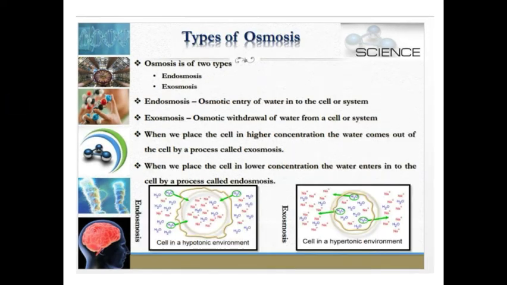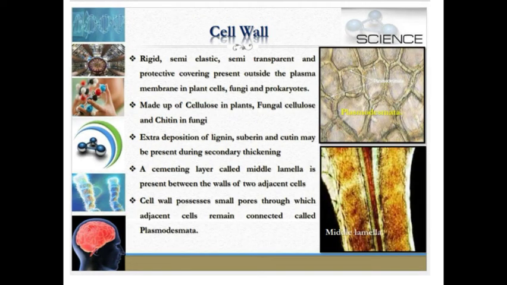So with this, we have wound up the plasma membrane. These are the things happening in the plasma membrane. And the next one we are going to move to is the cell wall. So the cell wall is present only in the plant cell. The plasma membrane is present both in the plant cell and the animal cell, while the cell wall is present only in the plant cell, which surrounds the plasma membrane.